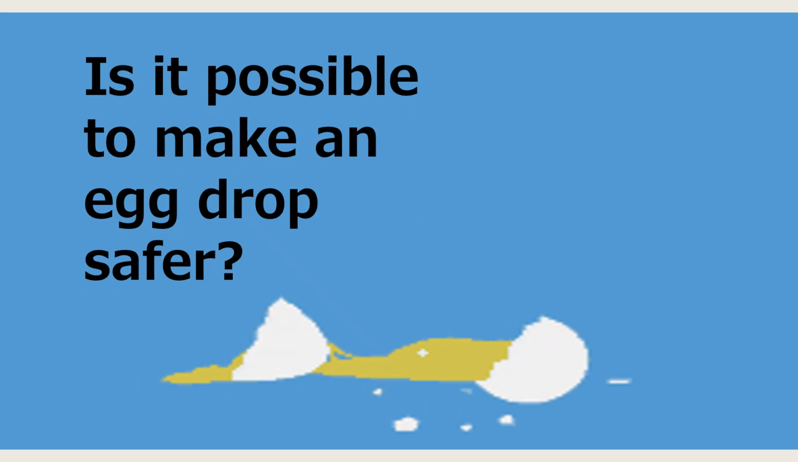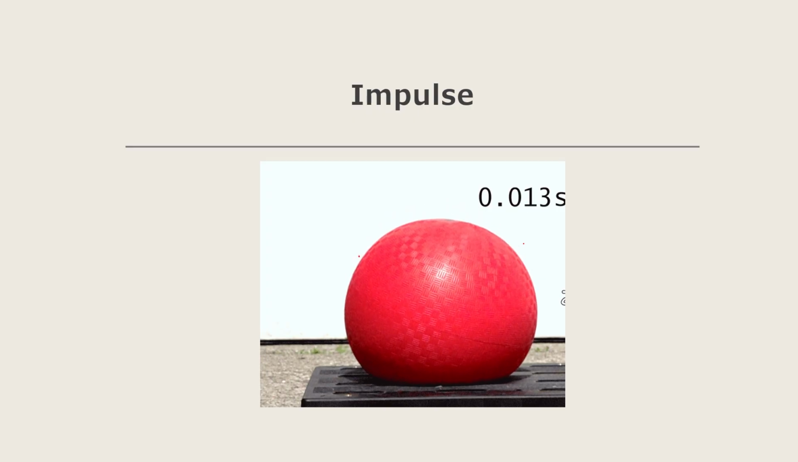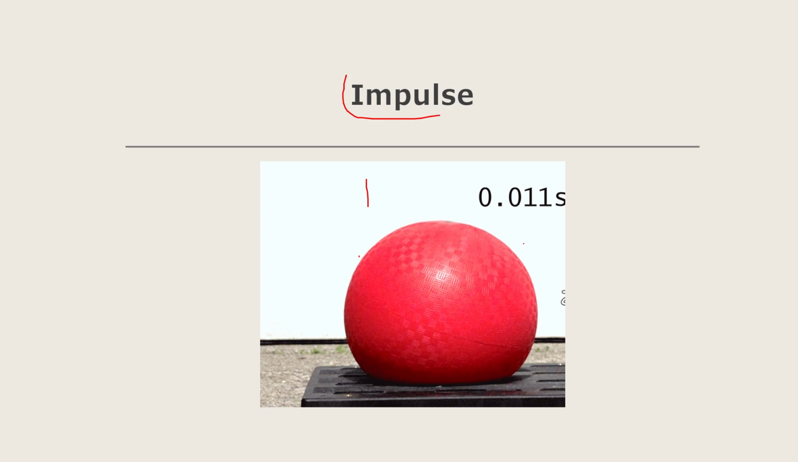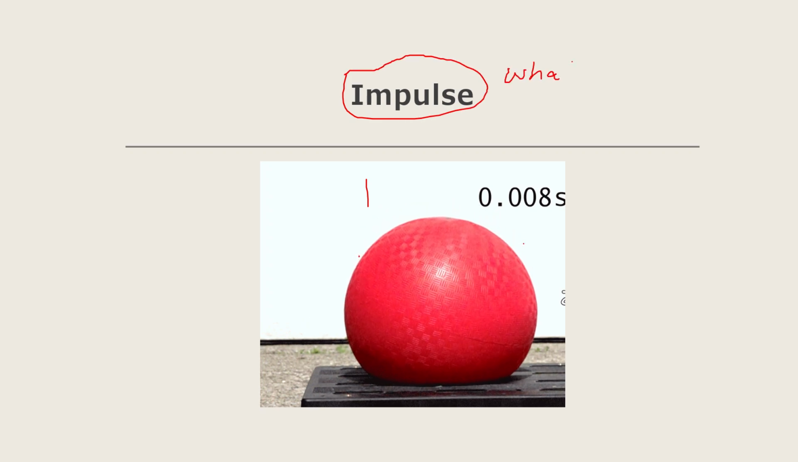And here you see when an egg drops from some height, it breaks. So now the question is, is it possible to make an egg drop safer? We will try to answer this as well. The answer to all these questions lies in understanding impulse. What is this impulse?